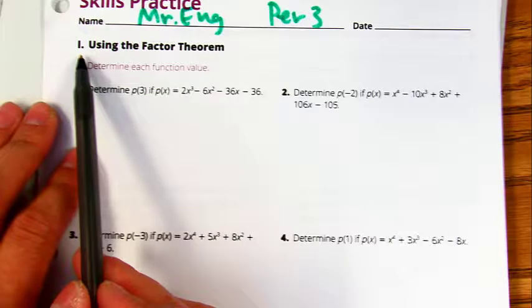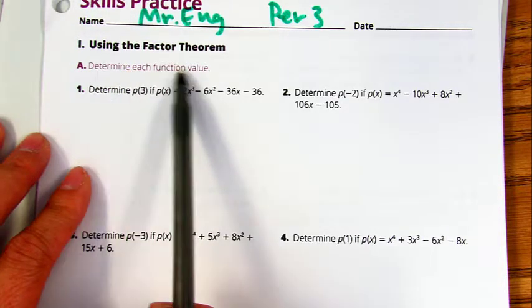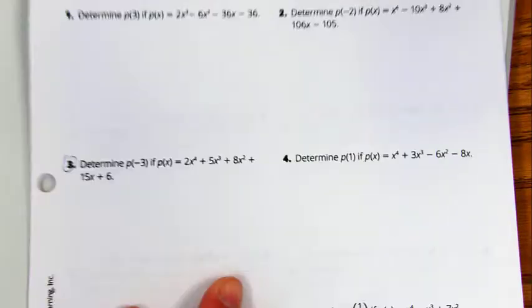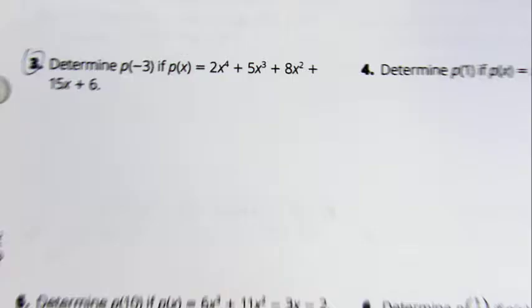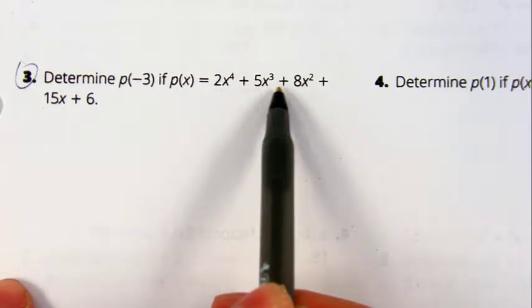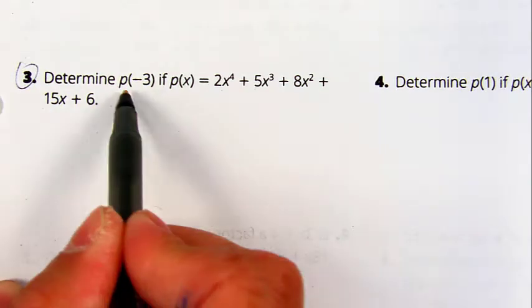We're going to be using the factor theorem, and we're going to first determine each function value. In question number 3 it says, determine p of negative 3 if p of x equals 2x to the 4th plus 5x third plus 8x squared plus 15x plus 6. The key to this problem is right here.